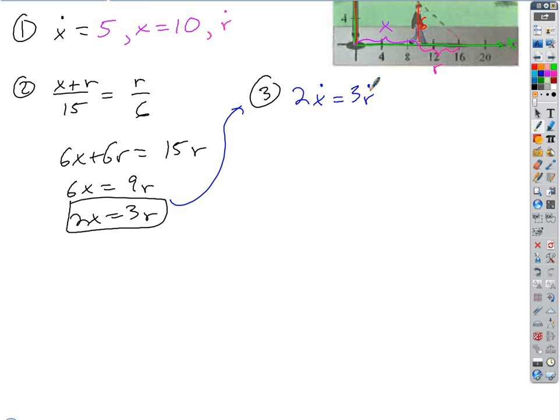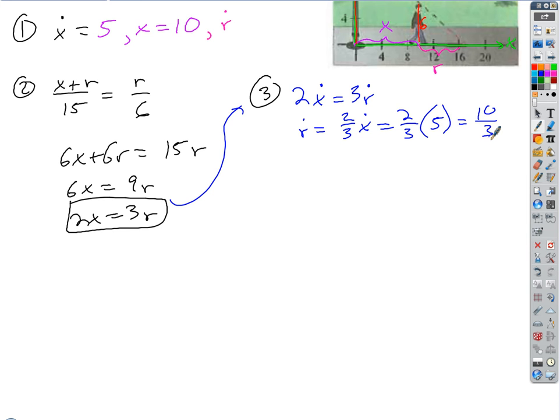Does x even matter in this? Not really, does it? X dot is kind of weird. So we end up with, what are we looking for, r dot? So 2/3 x dot, which is 2/3 times 5, which is 10/3, feet per second, right?